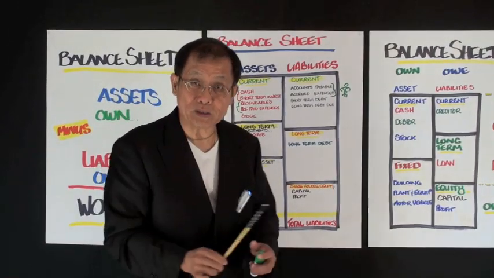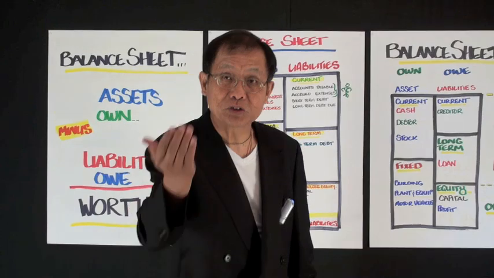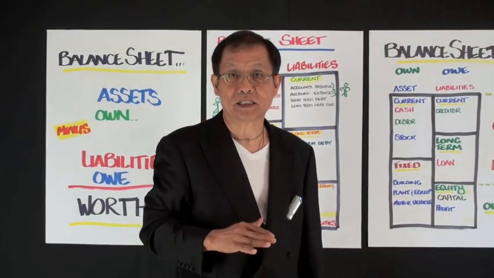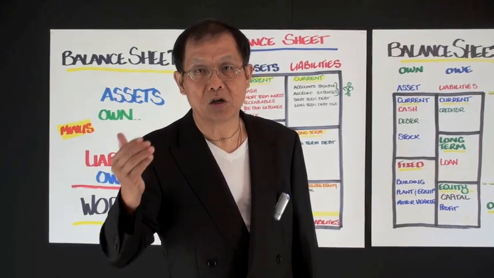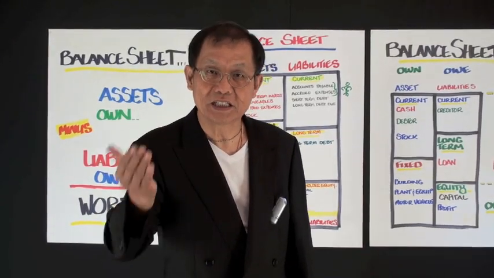So, quickly to summarize, liability is a source of finance. Asset is how you use this finance, called the application of the funds that have come in.